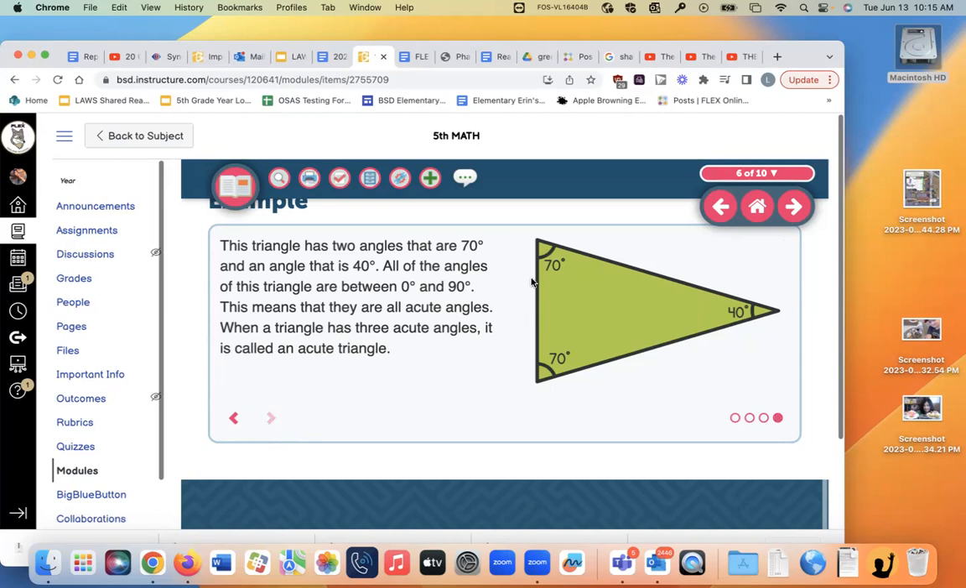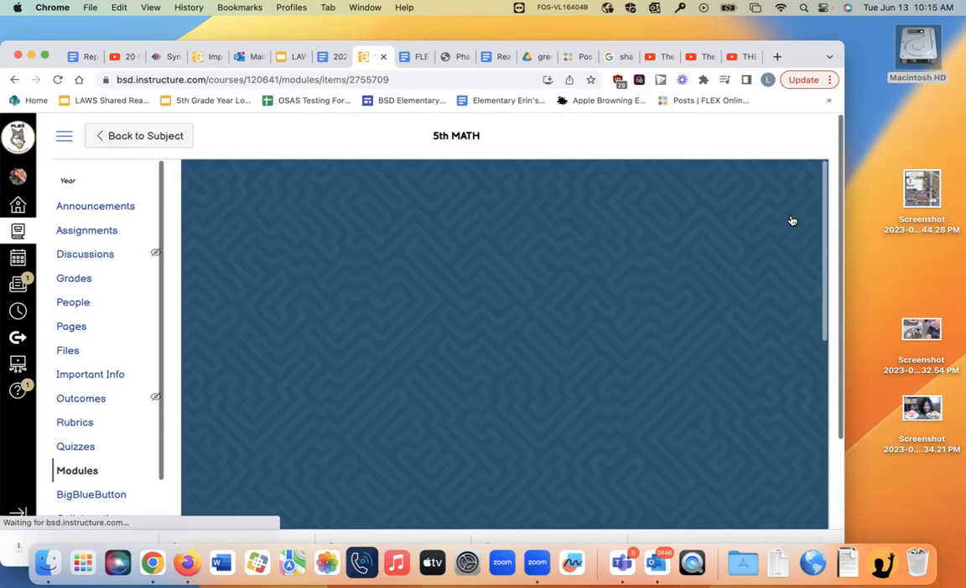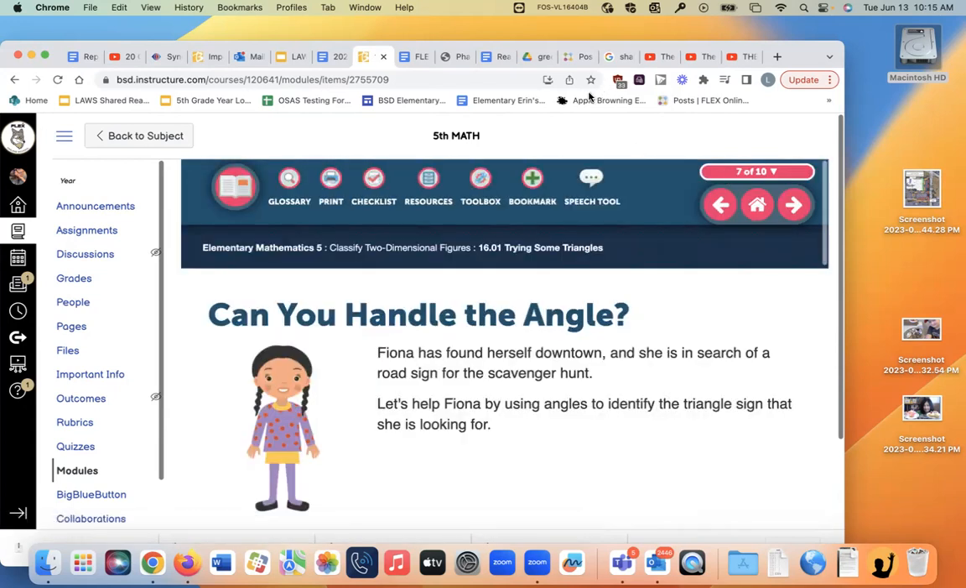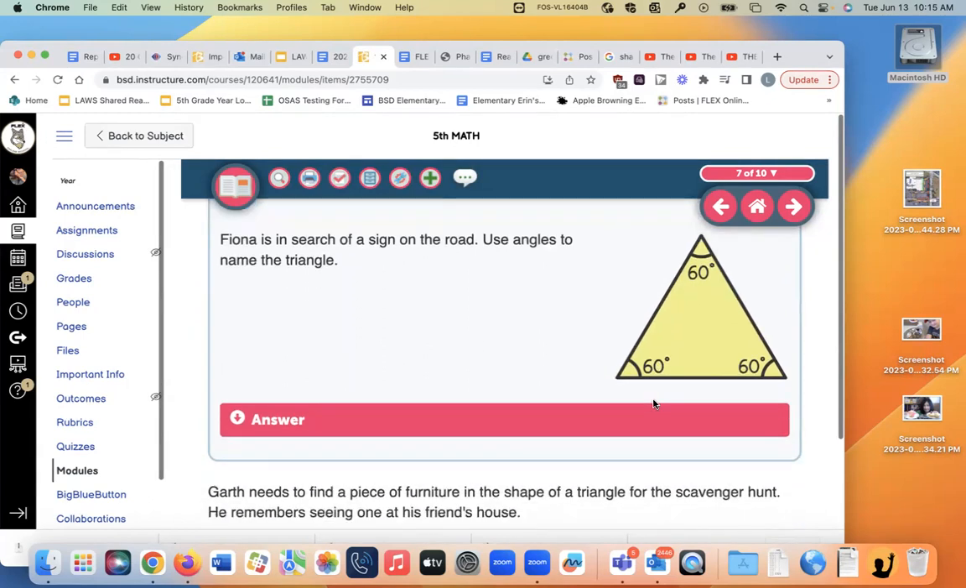This one has two angles that are 70 and one that's 40. So that means they're all acute angles. It's an acute triangle, but it's also an isosceles triangle because you could chop it in half right here, and that side's exactly like this side. So there are two ways to classify triangles. One using the length of the sides and whether they're all the same or not, and the other one using how fat the angles are. It's a little tricky. You're gonna have to look back.